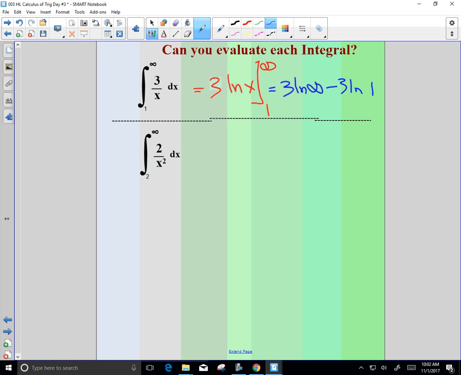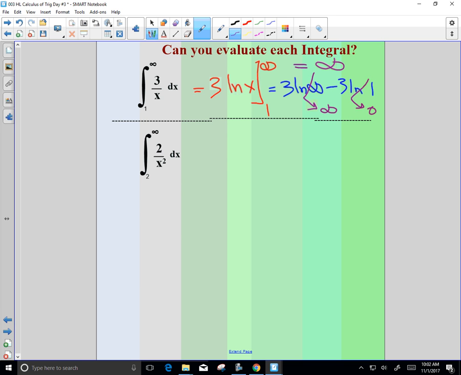Now I know what the natural log of 1 is. What's that? 0. But what's the natural log of infinity? It does go to infinity. So this area, as you would expect, goes to infinity. 3 times infinity is infinity. So this is an infinite area. Not very helpful.